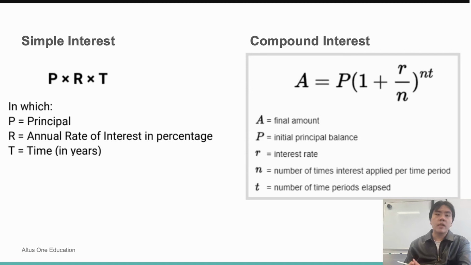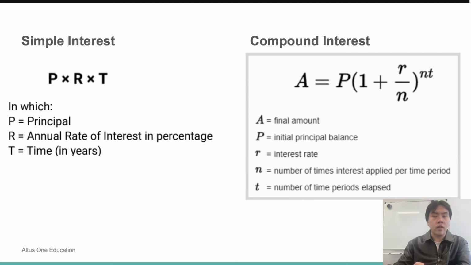Let's have a look at an application of percentages. Here we have simple interest and compound interest. Simple interest is simple. It's the same amount every single period and can be calculated by multiplying the principal, which is also the initial value, whether that's an investment or a loan, R, which is the annual rate of interest in percentages. So if you're given a rate such as 3% per month, 2% per week, you need to ensure that it's an annual rate of interest.